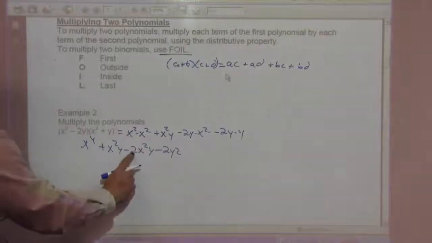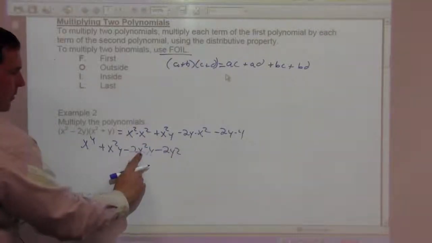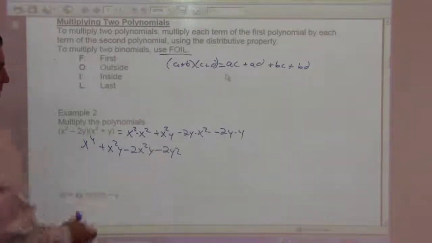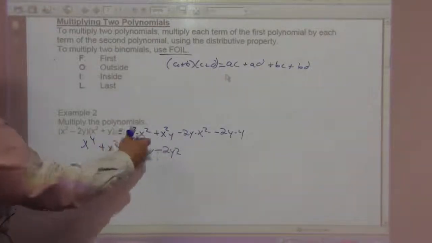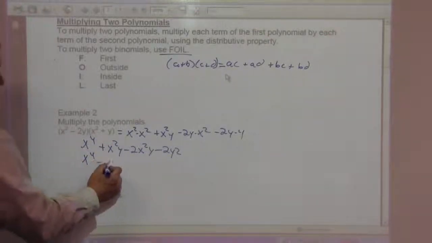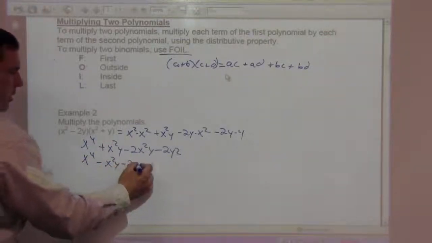You may notice I changed this to say negative 2x squared y instead of negative 2yx squared. They're the same thing, multiplication is commutative, but I wrote it in alphabetical order there. So it's x to the fourth minus x squared y minus 2y squared.